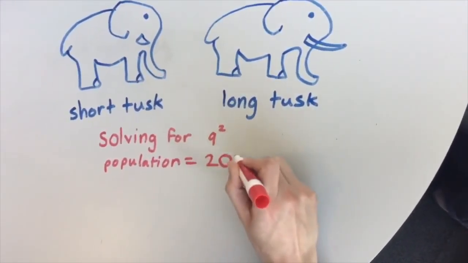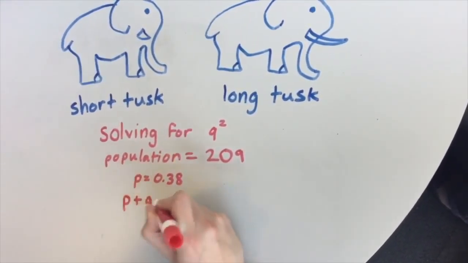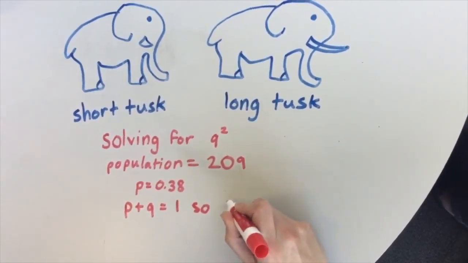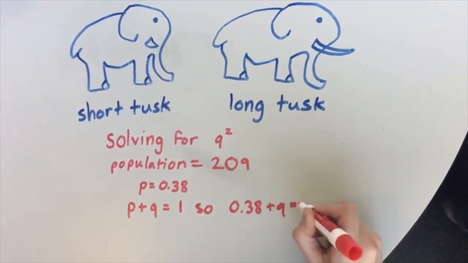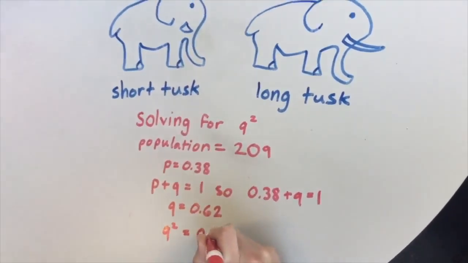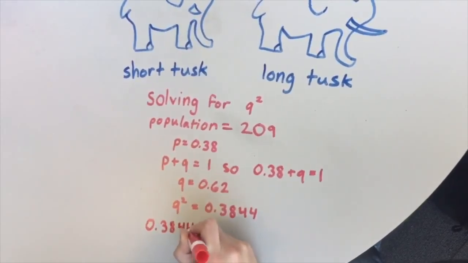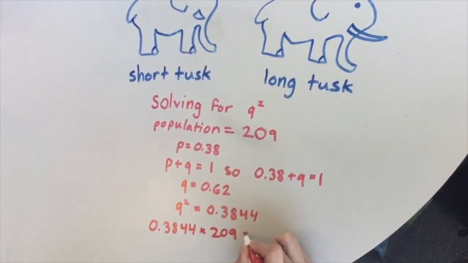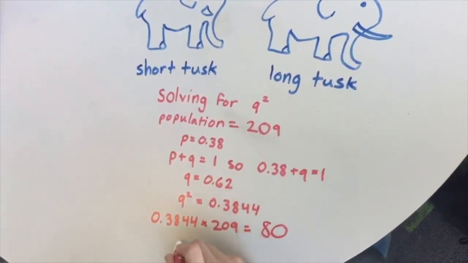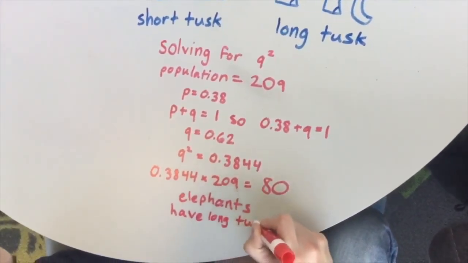To solve this problem, we had to find the frequency of q squared and then multiply that frequency by the population size. p is given in the problem, so to solve for q, we use the equation p plus q equals 1. Then we squared the value of q to find out what the frequency of homozygous recessive individuals was. We then multiplied this by 209, which is the total population of elephants. We got that approximately 80 elephants should have long tusks.